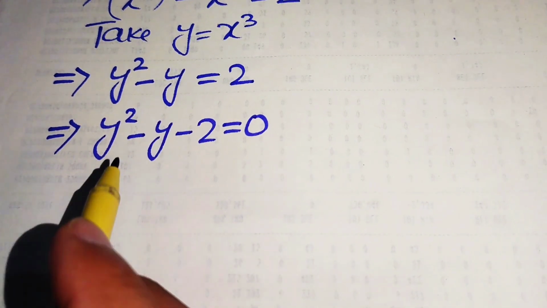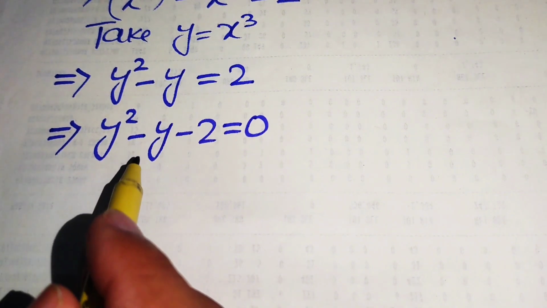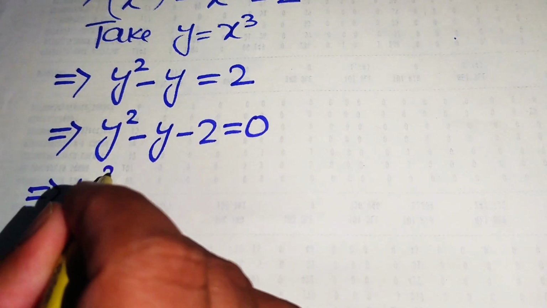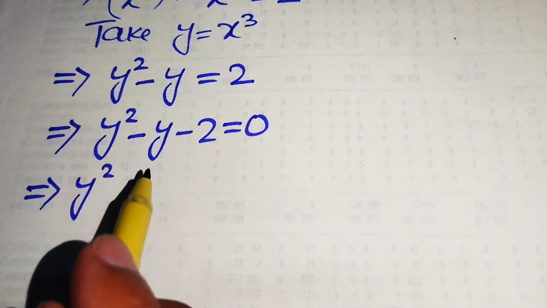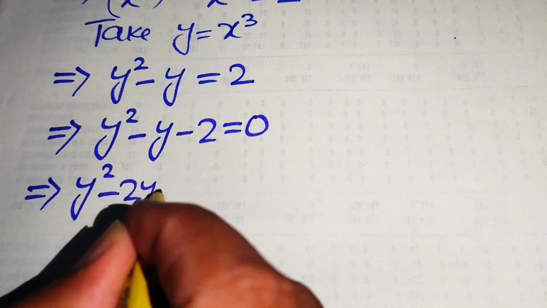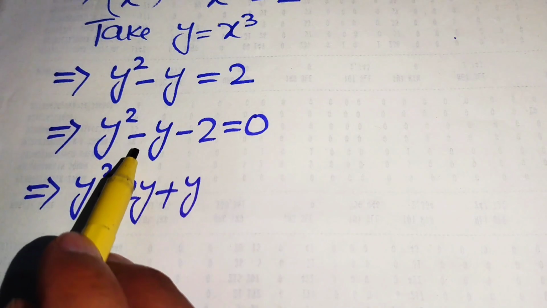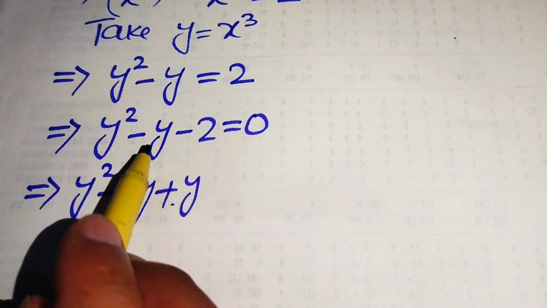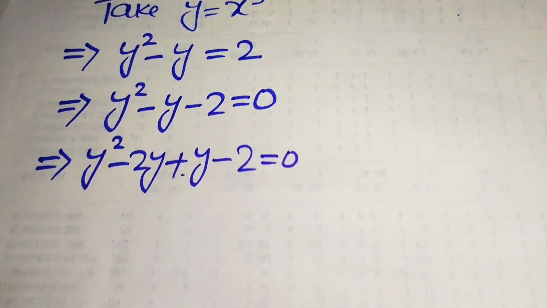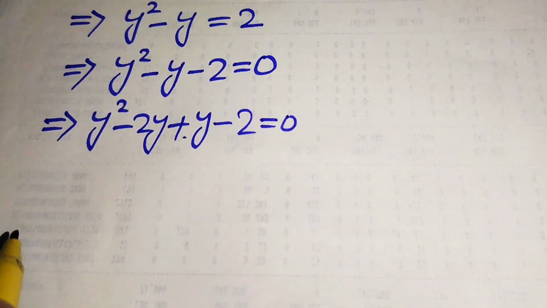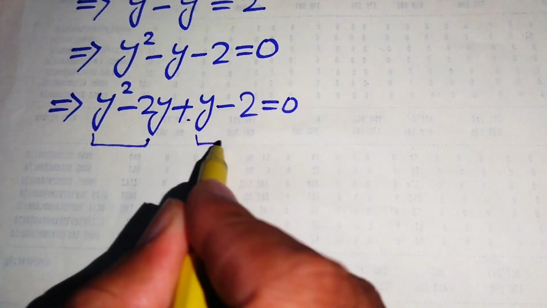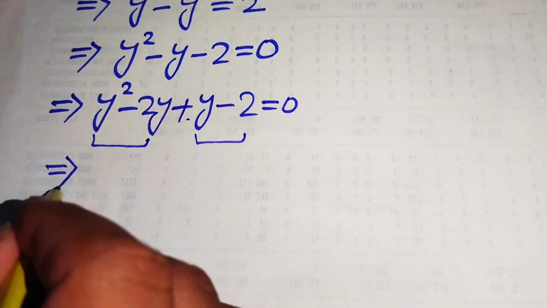Here we break its middle term and easily make the factors of this equation. We write y squared, and we break its middle term, minus y, as minus 2y plus y, because minus 2 plus 1 becomes minus 1. And this is minus 2 equals 0. Now we take common y from the first two terms and common plus 1 from the remaining two terms.